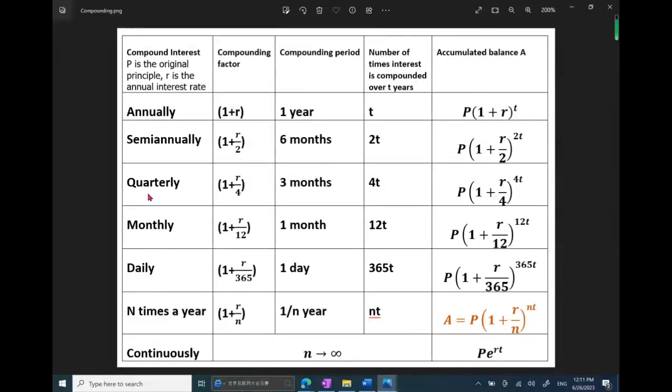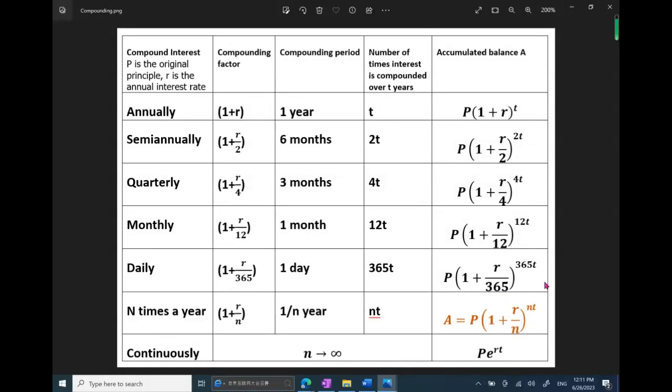Or your interest could be compounded quarterly, 4 times a year, or monthly, 12 times a year, or even daily. Either we use 360 following the banker's rule, or we use 365. Or some interest is compounded n times. We don't even know what n is. N is a variable. If the interest is compounded n times, this is the formula.